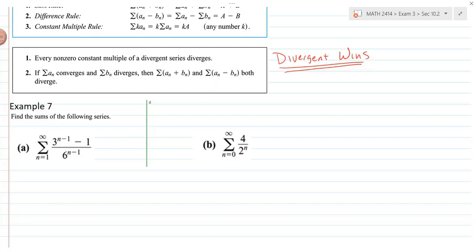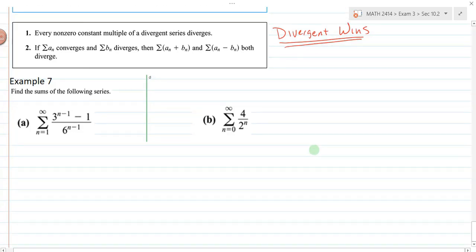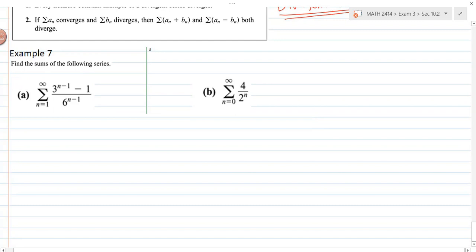And the last example we're going to look at, Example 7, these two problems are going to pull in a lot of different things that we learned in this section. So for part A, we're asked to find the sums of the following series. What I would want to do here is distribute this denominator and rewrite this. And because I was asked to find the sum, I'm hoping these are geometric series. When we distribute the denominator, that's going to give us 3 to the n minus 1 divided by 6 to the n minus 1, minus 1 over 6 to the n minus 1.